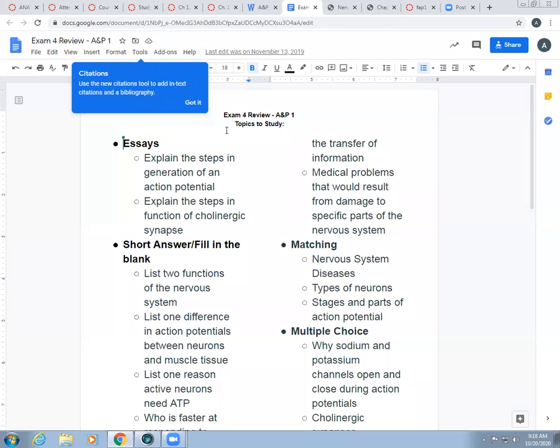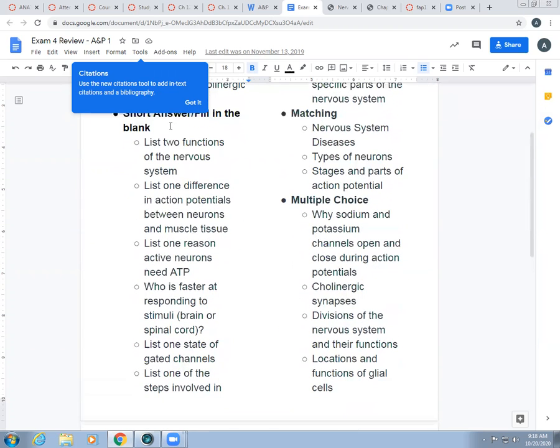Since we're starting a new unit, I'll show you the exam review. Essay questions: explain the steps in the generation of an action potential, and explain the steps and the function of a cholinergic synapse. You probably don't know what those are today, but we'll get to them in this chapter. Short answer, fill in the blank: 2 functions of the nervous system.